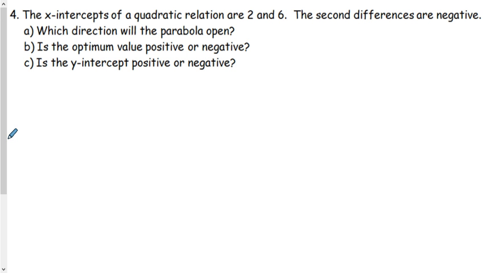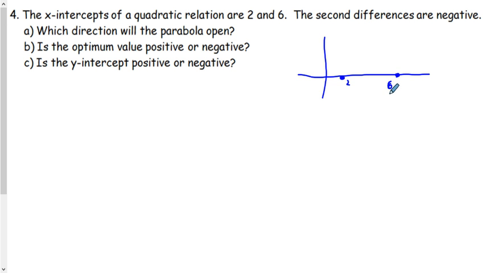Which direction will the parabola open? Is the optimum value positive or negative? Is the y-intercept positive or negative? So we're really going to benefit from just drawing a quick little sketch for this one. Okay, so let's do that here. I'm going to draw my grid, and I notice my x-intercepts are 2, let's say that's right there, and 6, let's say that's right there. So 2 and 6.